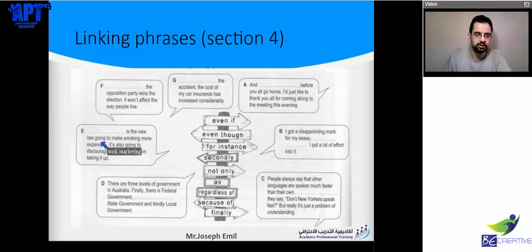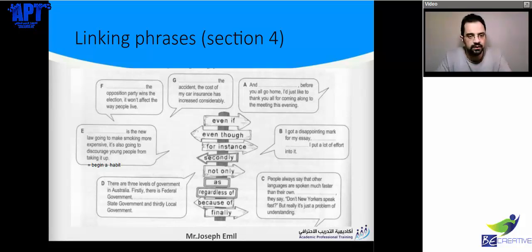E. Is the new law going to make smoking more expensive? It's also going to discourage young people from taking it up. To take up something is to begin a habit. Okay? Take up means begin habit. So I took up here, begin a habit. All right? To take up something, to begin a habit, and that means anything. I took up swimming when I was 20. I took up swimming. Okay, so I started swimming every week, every 2 days, okay, as a habit.